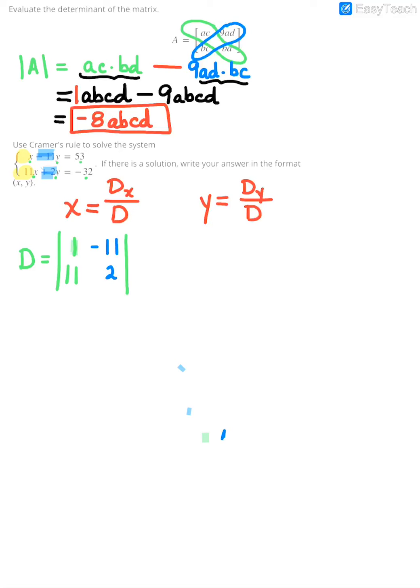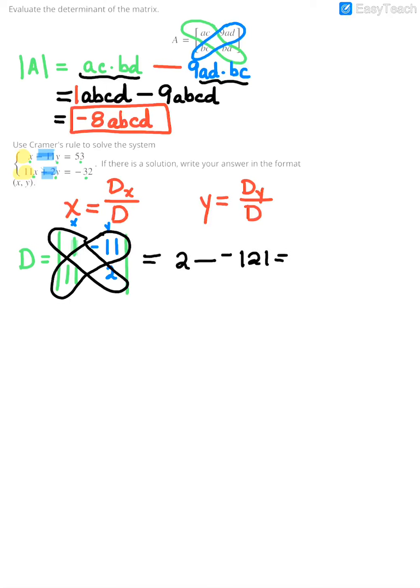And you can label if you want, but you don't have to. But basically it's x coefficients in the first column, y coefficients in the second column. So once you set up that matrix, then you evaluate the determinant. So top left to bottom right, 1 times 2 is 2, minus 11 times negative 11 would be a negative 121. So simplify, when we subtract a negative, that's the same as adding a positive. So our value for our regular determinant is 123.